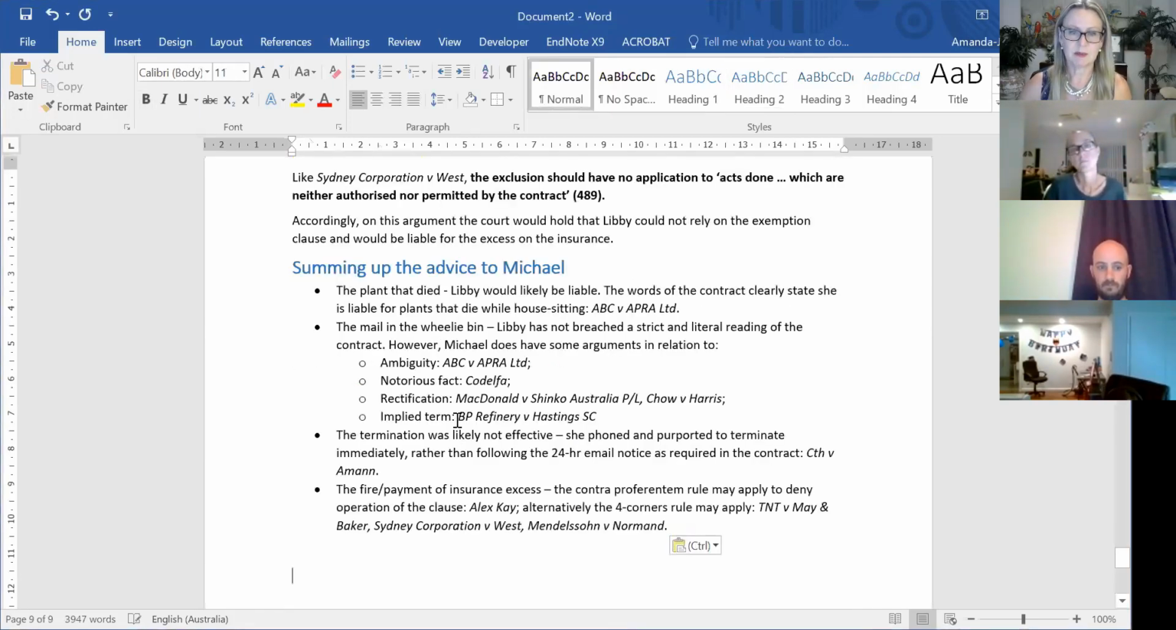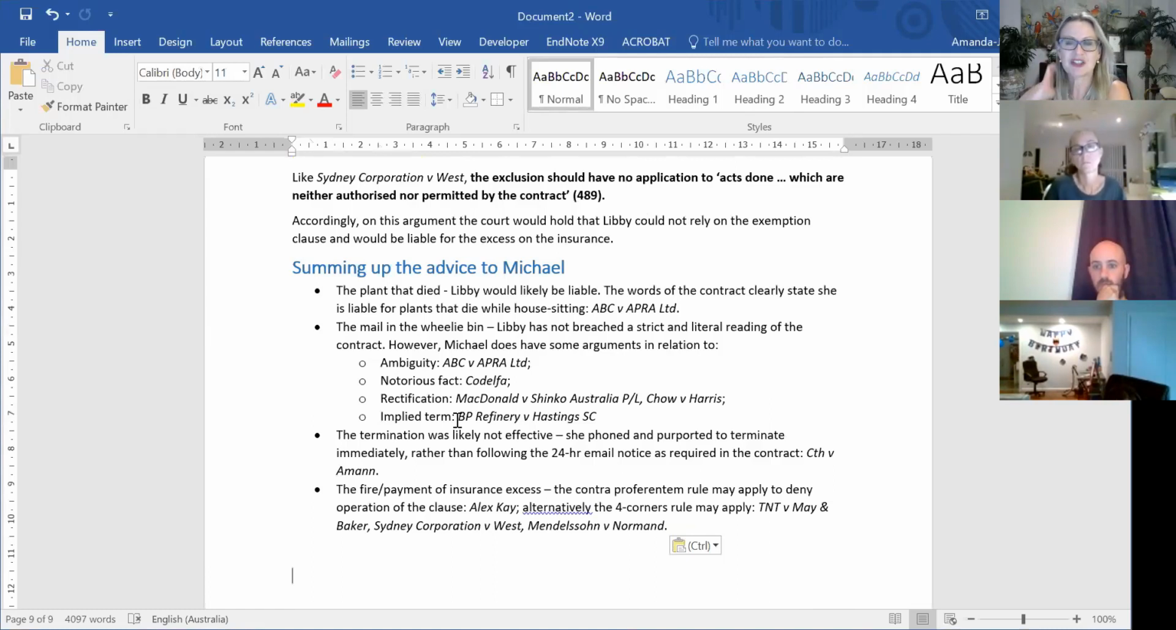Okay, so summing up, I think probably Libby would be liable for the plaint. In relation to the wheelie bin and the mail being dumped in there, I think there's a number of nice arguments you could make. I don't think the outcome there is a certainty either way. Could go Libby's way, could go his way. I think you've got a few cracking good arguments there anyway.